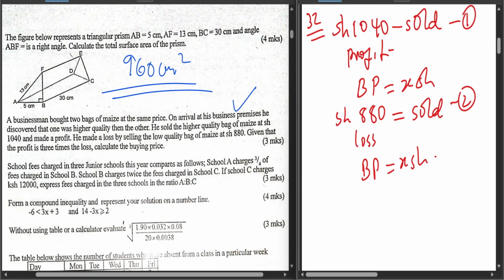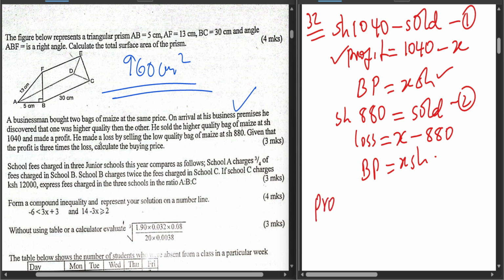Now, how do you get profit when you're selling something? Your profit is basically your selling price minus your buying price. So the selling price was 1,040 minus your buying price, which is X. That is your profit. How do you get loss? You take your buying price minus your selling price. So your buying price being X minus the selling price, which is 880.